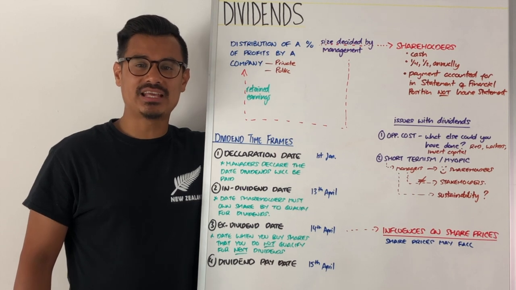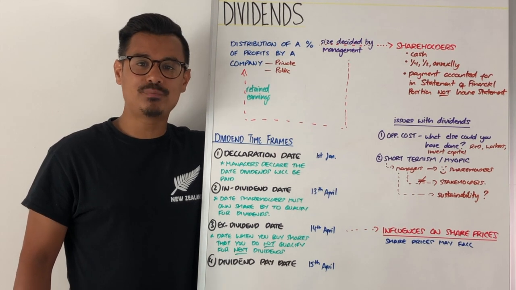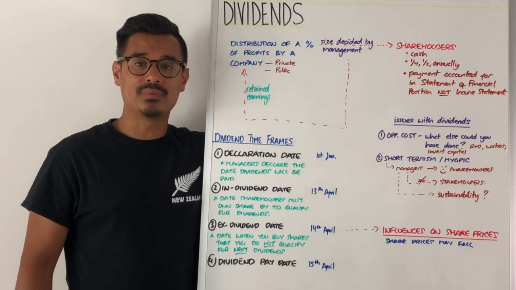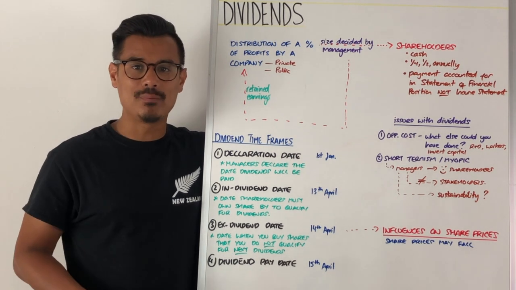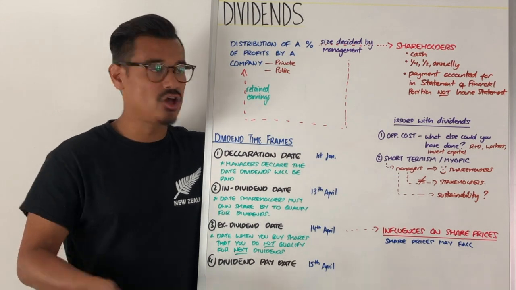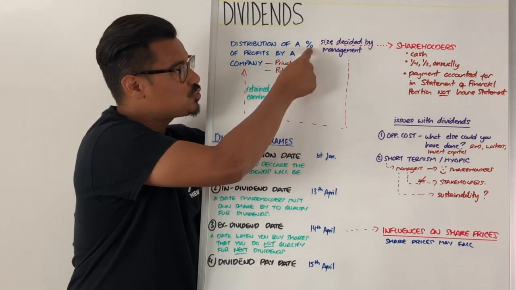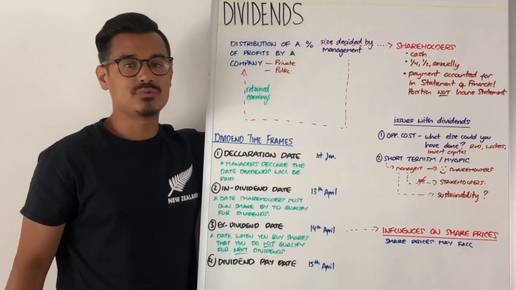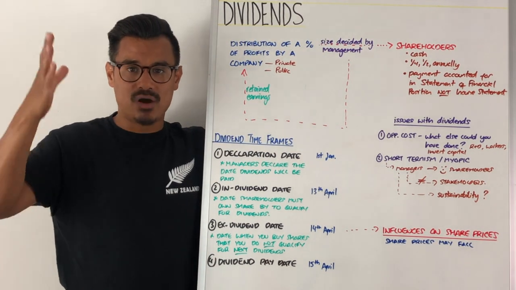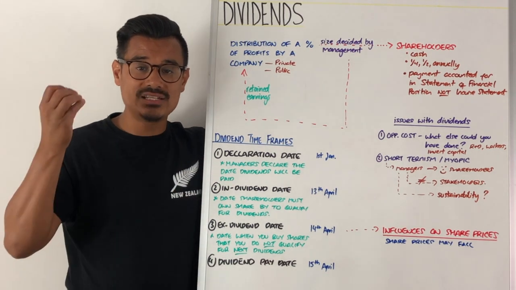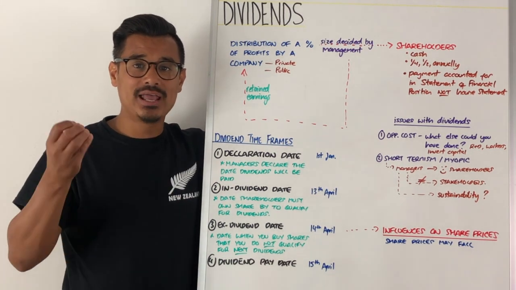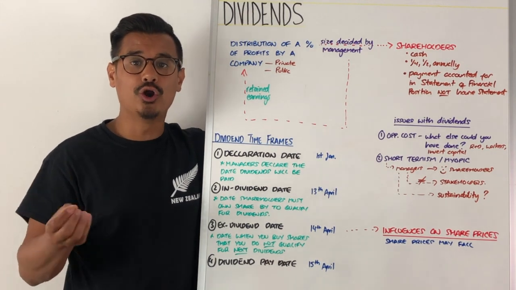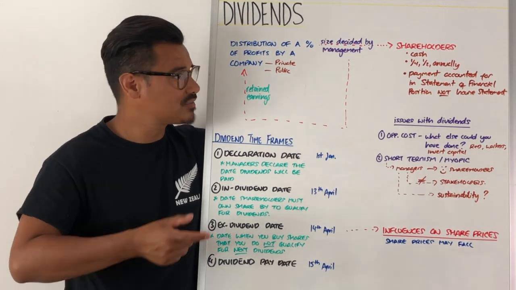This session is on dividends. Dividends are a distribution of a percentage of the profits by a company, private limited company or a public limited company, to the shareholders. The actual size of the dividends will be decided by management. In terms of how it's paid by the company to the shareholders, it is usually paid in cash on an annual basis, on a semi-annual basis, or on a quarterly basis every 3 months.